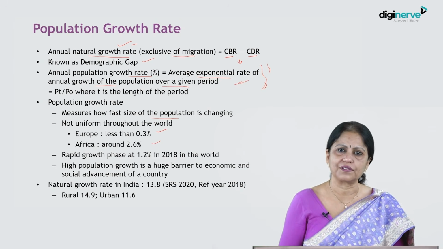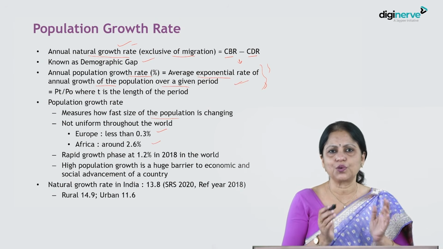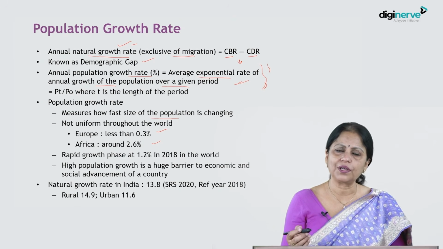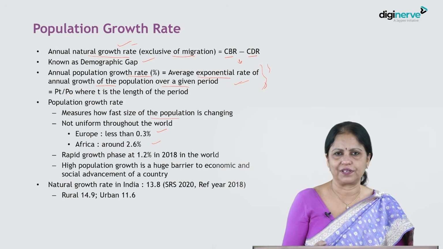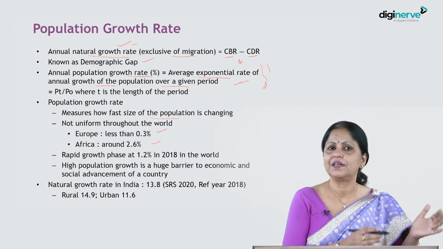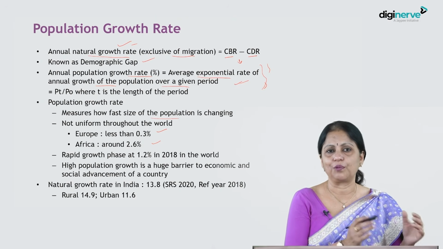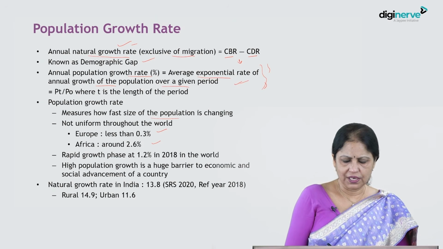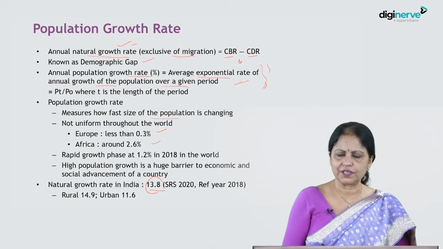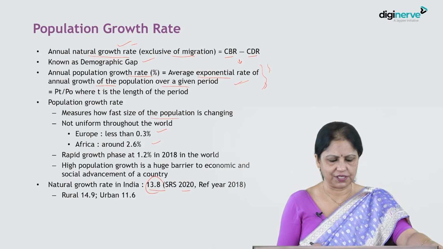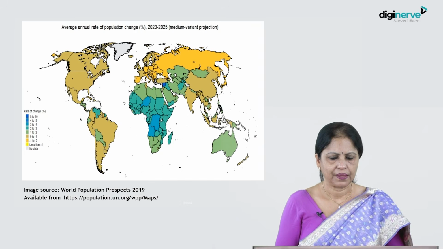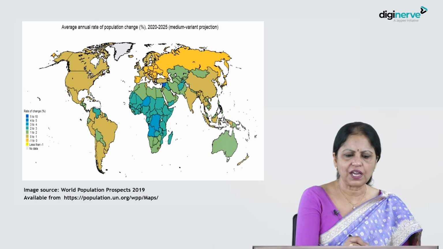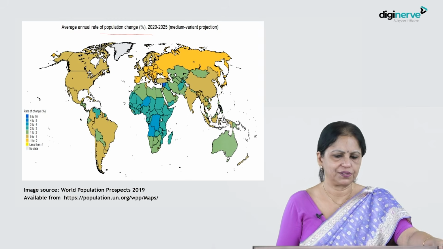So stark difference. That means developed countries grow at a slower rate and developing countries or low-income countries grow at a more rapid rate. And that is why the difference in the stage of the demographic cycle, where they are placed in the demographic cycle. So in India, the natural growth rate is 13.8 as per SRS 2020. So this shows a picture of the world population. So average annual rate of population change.